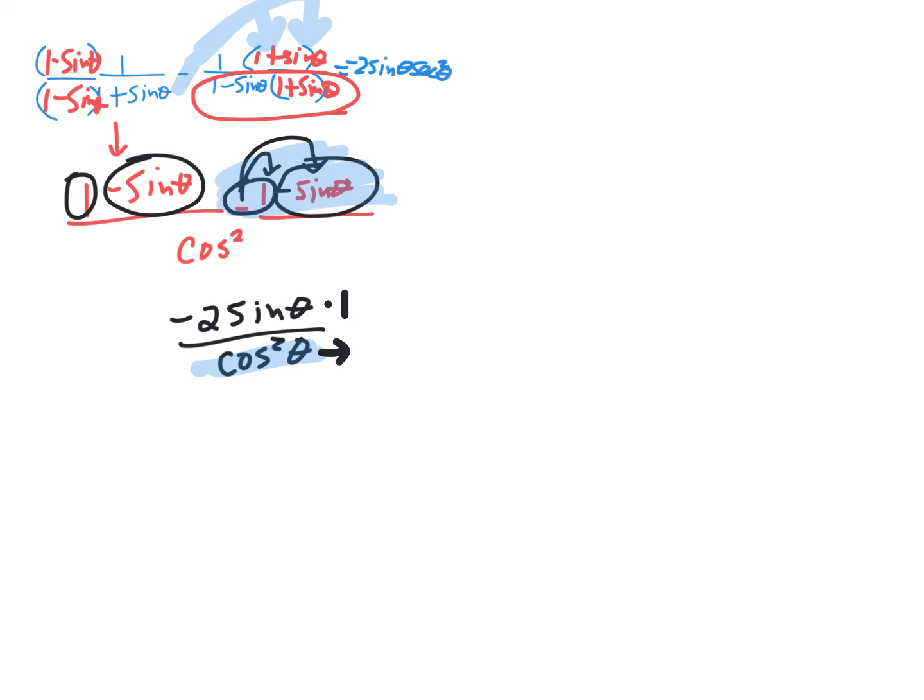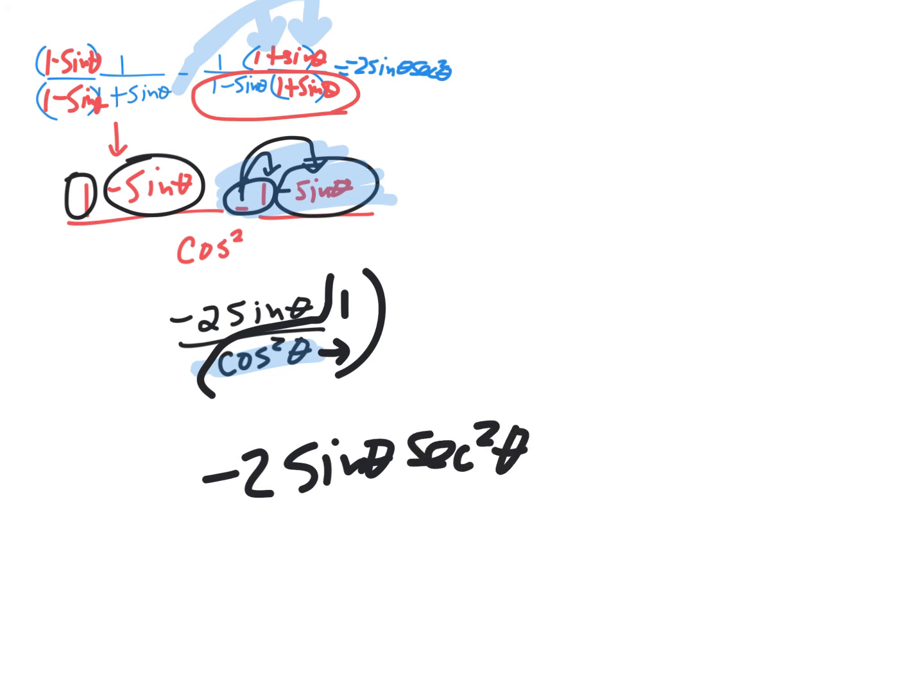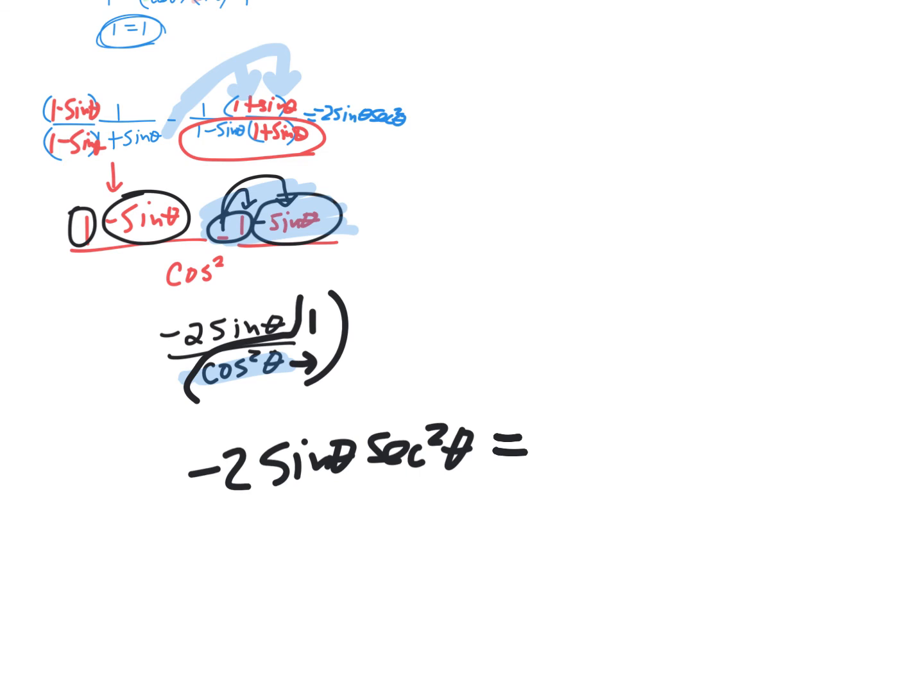And that's right on my sheet. 1 over cosine is the same as secant. So then I can go right to -2 sine theta, and then that 1 over cosine right here is secant squared. And that's what I wanted to prove that it was equal to. There we go. Okay, and now the beast, the last one.